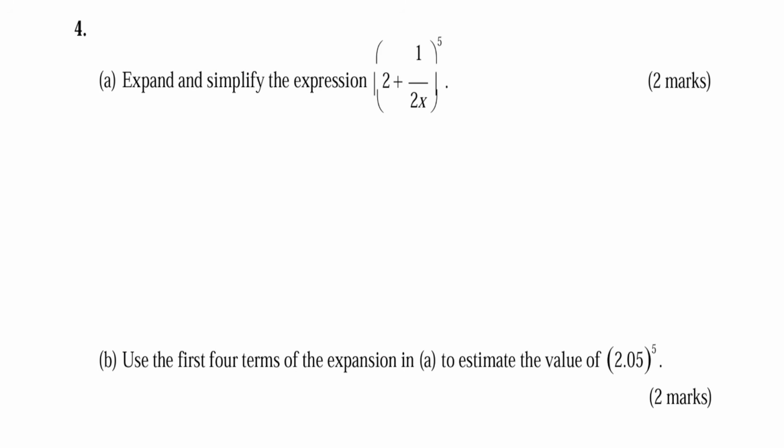So question 4. Expand and simplify the expression (2 + 1/(2x))^5. So it's a very simple question. Part B: use the first 4 terms of the expansion in A to estimate the value of 2.05 raised to power 5. So basically this is an easy question from the look of it.